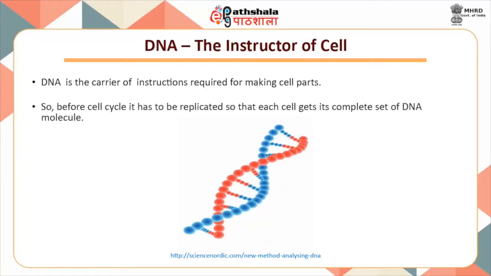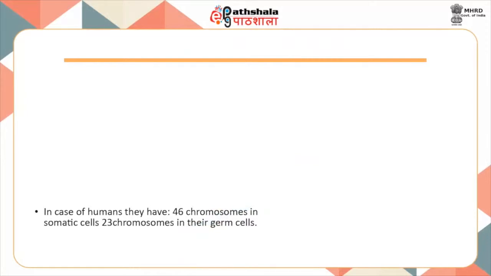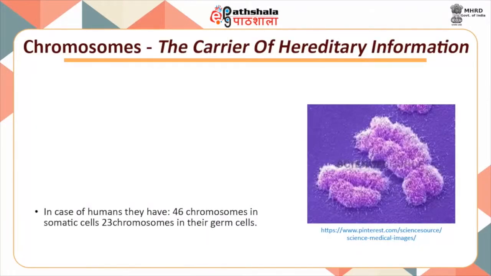So, before the cell cycle, it has to be replicated so that newly formed daughter cells get their own complete set of DNA molecules. Chromosomes are the thread-like structures present inside the nucleus. They are designated as the carrier of hereditary information. Their structure differs among prokaryotes and eukaryotes.